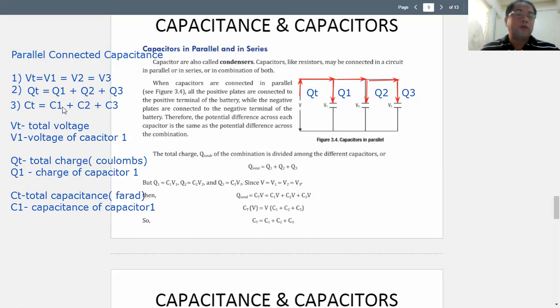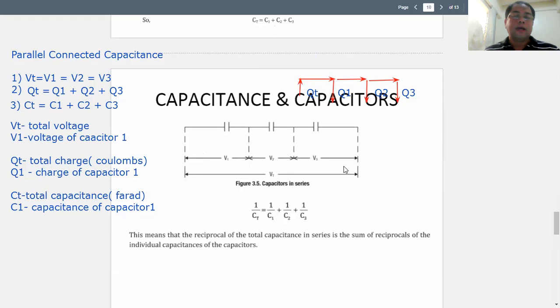So if this is the one that governs parallel connection, how are other circuits formed? So we have another kind of circuit, and we call it a series connected capacitance. There is another connection, and we call it, again, series connection.